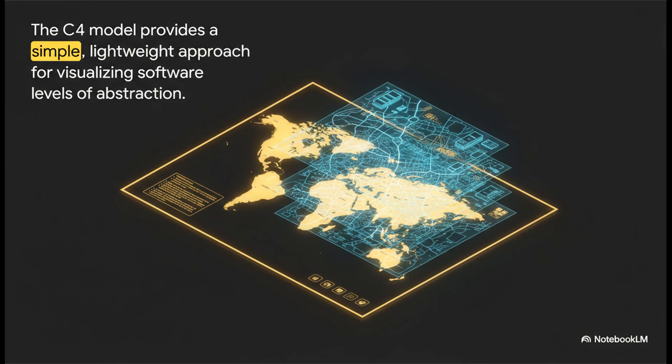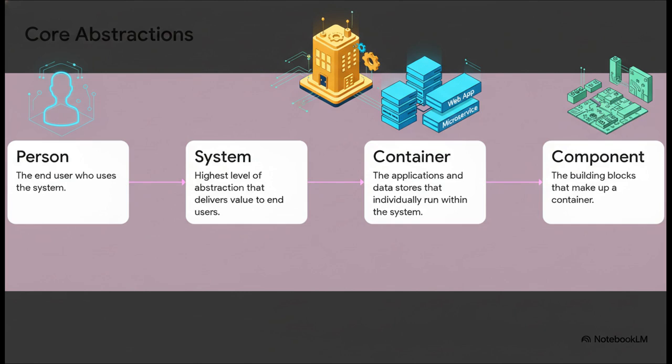Well, the answer is you create a set of maps. Think of the C4 model as our map-making toolkit. It gives us a simple, common language to describe a system at different zoom levels or layers of abstraction. This way, everyone has the right map for what they need to see. The whole C4 model is built on just 4 simple concepts. First up, the person. That's our end user, the human who's actually going to interact with the service.